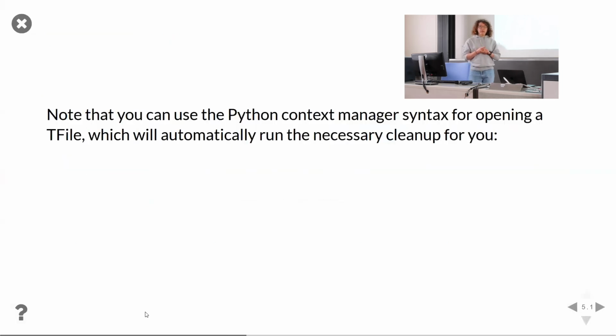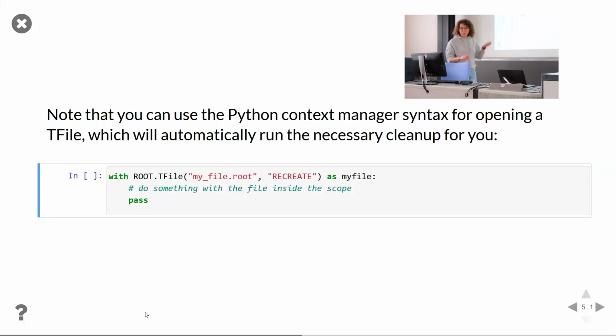Another nice thing, especially because we're using Python now: who has ever opened a file in Python using the with statement, where you have the file name, whatever? Yeah, I see a couple of hands. Good. We can do exactly the same thing here. So we have with ROOT.TFile and then exactly the same constructor as for my file. You can do something with the file inside the scope, and once you exit the scope, the file gets properly closed and you don't need to worry about it.